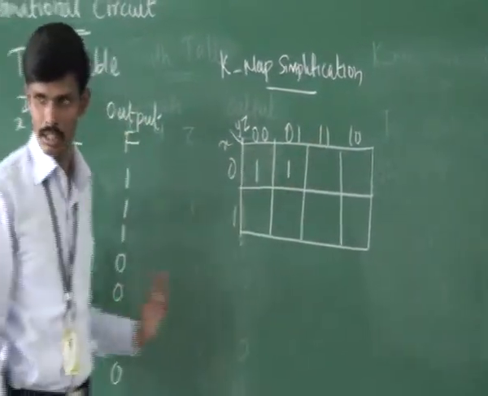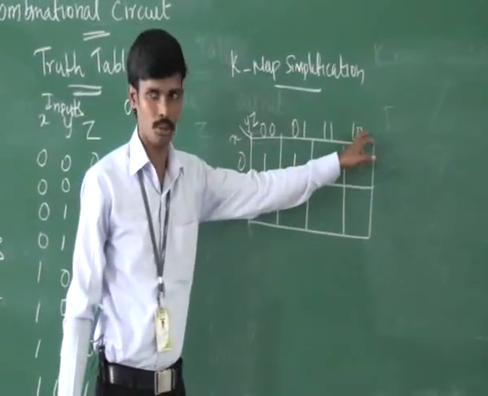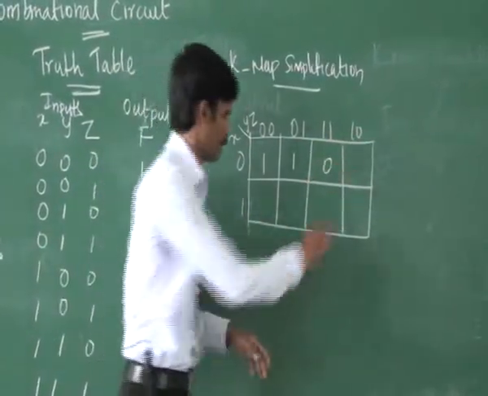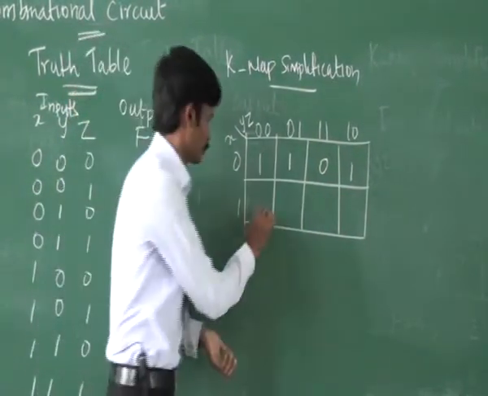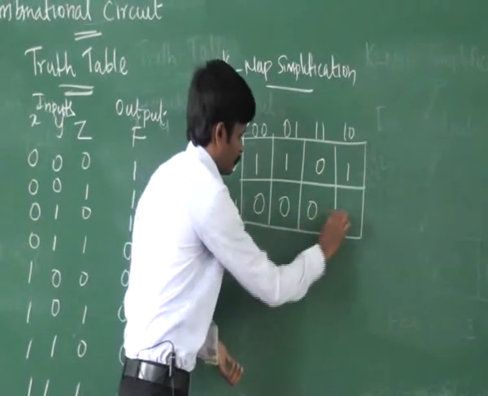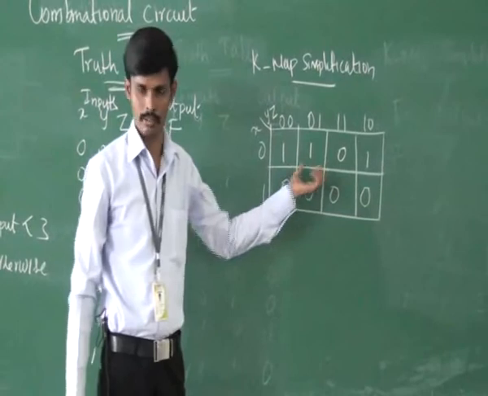Then the third square represents 0, 1, 1, and the output will be 0. Then the fourth square represents 0, 1, 0, and the corresponding output is 1. For the rest of the combinations, the output will be 0. Then from this K-map, we have to find the Boolean expression.